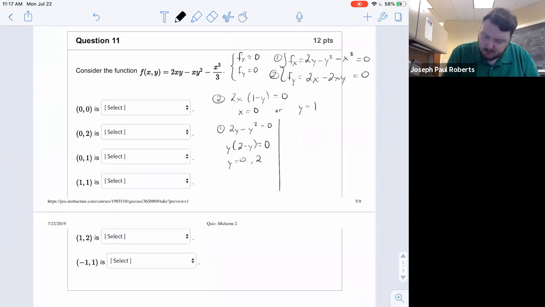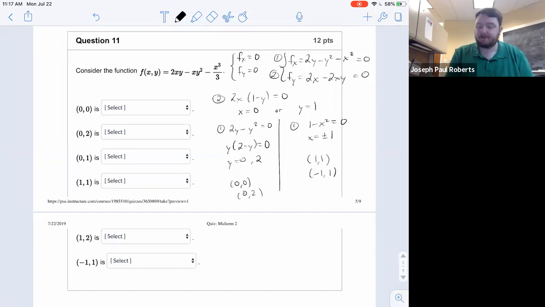And then if y is 1, the first equation is telling me that plus 1 minus x squared is 0, so x is plus or minus 1. So we have the critical points (0, 0), (0, 2), (1, 1), and (-1, 1). And be careful. I suggested staying organized like this because you don't want to mix and match.